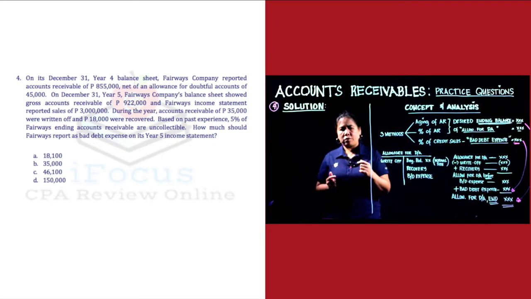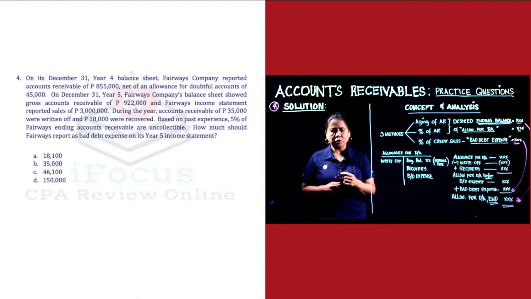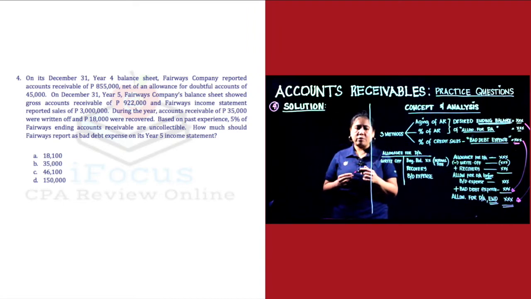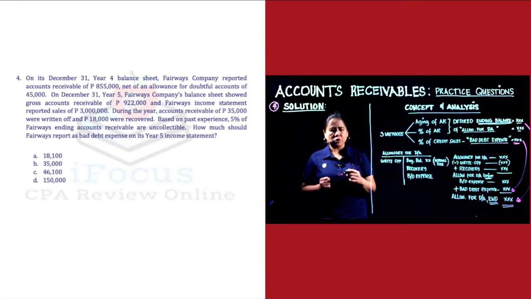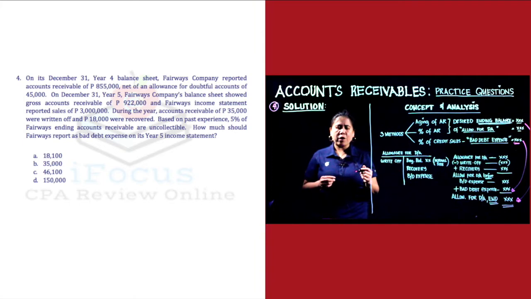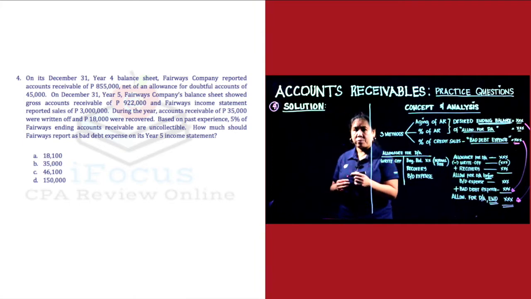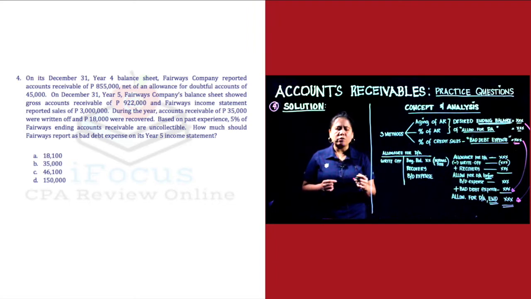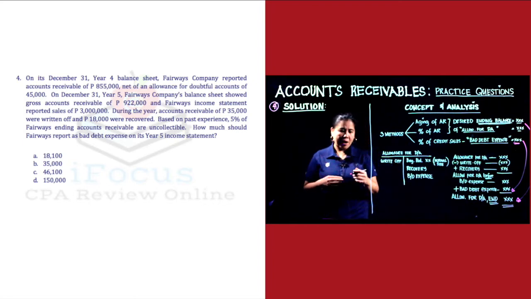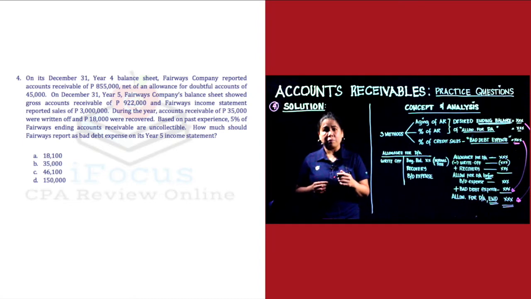On its December 31st year 4 balance sheet, Fairway Company reported accounts receivable of $850,000, net of an allowance for doubtful accounts of $45,000. On December 31st year 5, Fairway Company's balance sheet shows gross accounts receivable of $922,000 and Fairway's income statement reported sales of $3 million. Alright, during the year, accounts receivable of $35,000 were written off and $18,000 were recovered. Based on past experience, 5% of Fairway's ending accounts receivable are uncollectible.